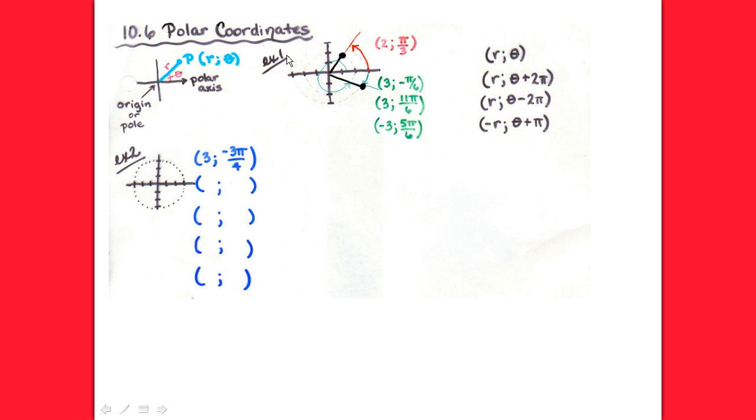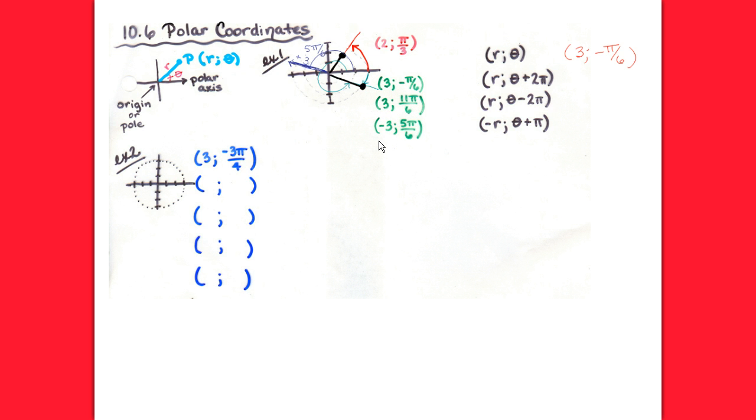So when they ask me to plot negative 3, 5 pi over 6, I need to start with what positive 3, 5 pi over 6 looks like. If I start right here and go around to 5 pi over 6, here's 5 pi over 6, and I could go out a length of positive 3. So negative 3 would just go the opposite direction, the same length. So that is the same point that we got for 3, negative pi over 6 and 3, 11 pi over 6. That's the same thing for negative 3, 5 pi over 6.